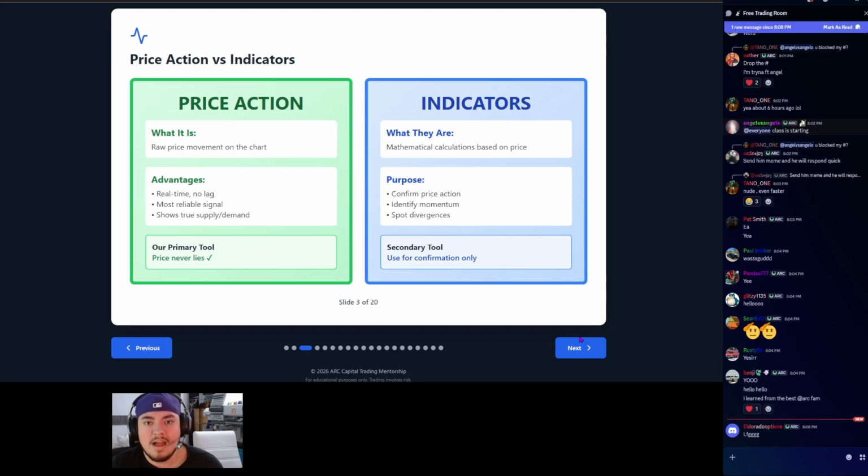The further the clouds are spread out, the more of a move in a certain direction you have. So we're using not only price action, but we're also using indicators to be able to get into these trades. They work hand in hand, and you use the indicators as a confirmation tool.